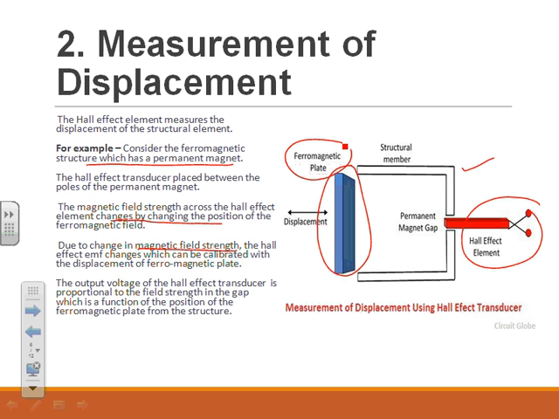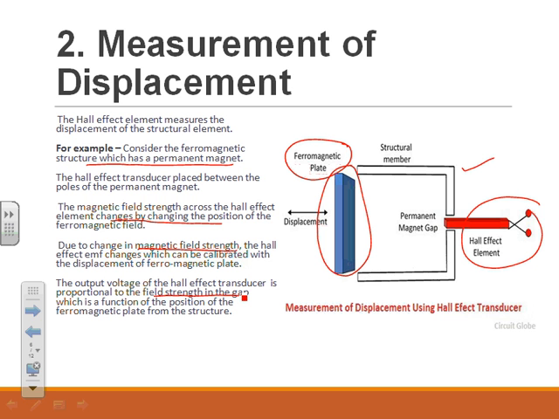So the output voltage of the Hall effect transducer is proportional to the field strength, the gap, which is a function of the position of the ferromagnetic plate from the structure. So this is how we can measure the displacement.